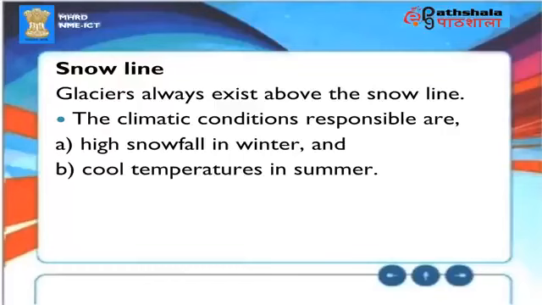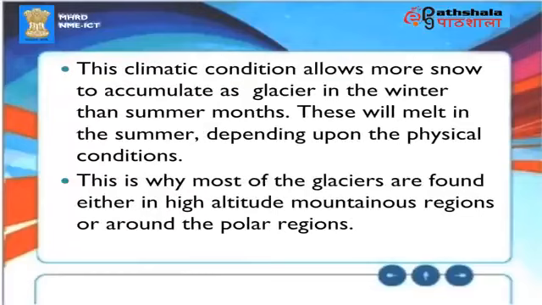Snow line. Glaciers always exist above the snow line. The climatic conditions responsible are high snowfall in winter and cool temperatures in summer. This climatic condition allows more snow to accumulate as glacier in the winter than summer months. These will melt in the summer depending upon the physical conditions. This is why most of the glaciers are found either in high altitude mountainous regions or around the polar regions.